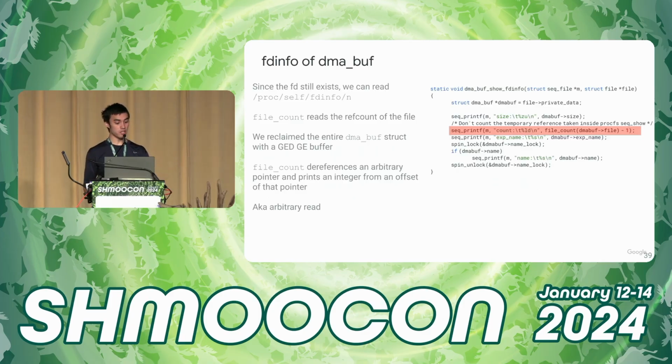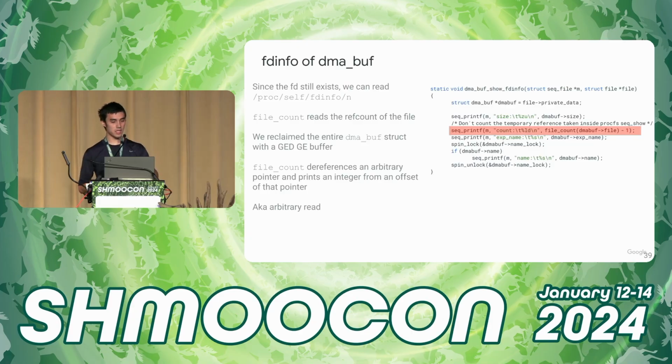Since the file descriptor still exists, we can also read /proc/self/fdinfo/n. When we read the fdinfo of that file, it will call this function on the right side, which will call file count on that freed file, and that file count reads the ref count of the file. But once again, we reclaimed the entire DMA buff struct with a GED GE buffer.